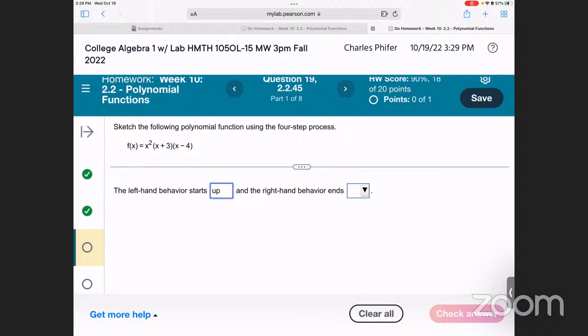And the right-hand behavior ends up, right? So basically it should rise to the left and rise to the right. Okay, I'm going to go with that.